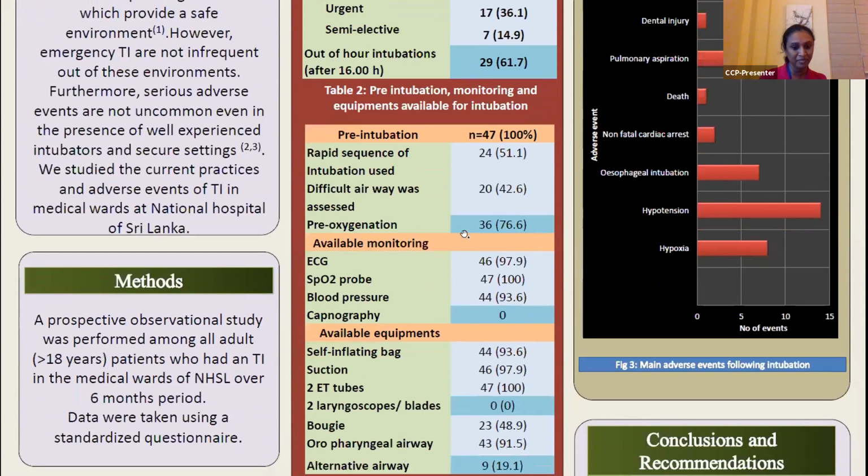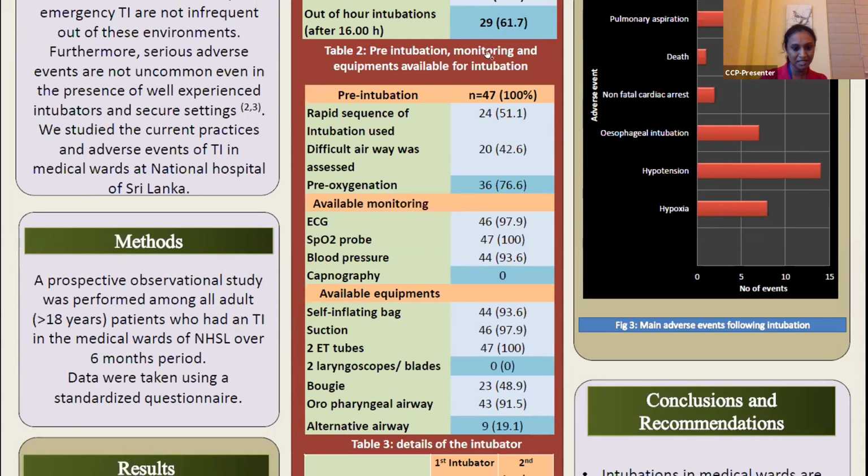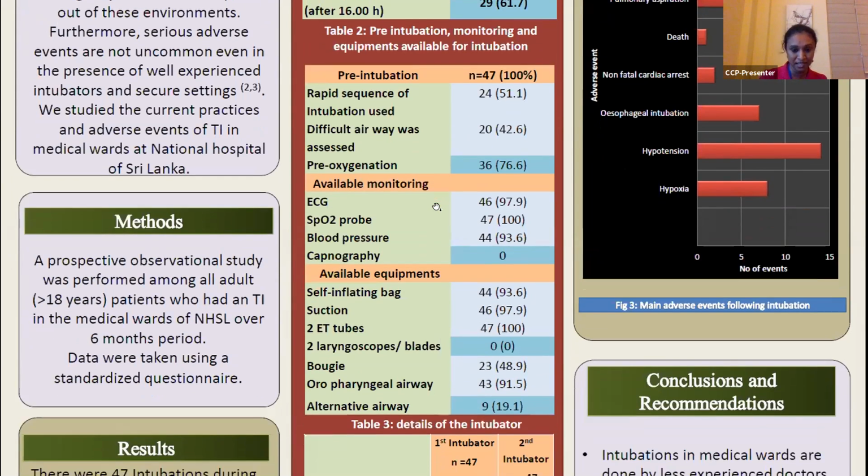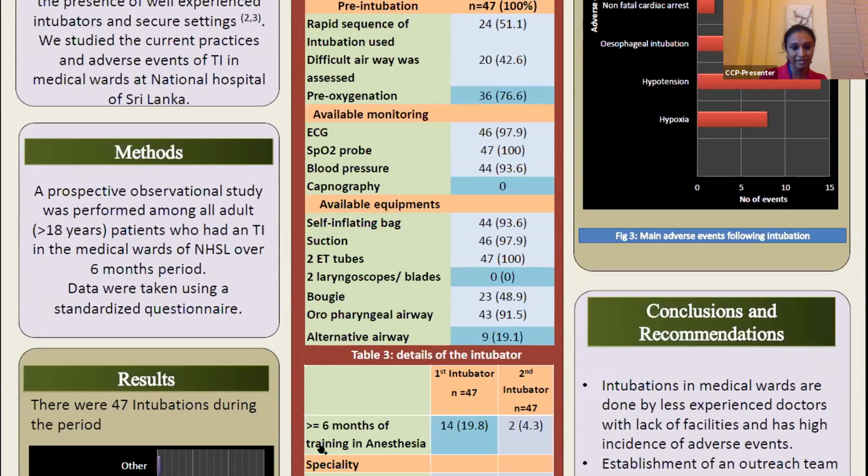Considering available monitoring, more than 90% had ECG, pulse oximetry, and blood pressure monitoring. But unfortunately, capnography was not available in any of the cases. This is essential in confirming the correct position of the ET tube in the trachea. And the Royal College of Anaesthetists NAP4 study also suggests that absence of capnography is associated with more than 70% airway mortality. Considering the available equipment, none had two laryngoscopes or blades, and an alternative airway like a laryngeal mask airway was available in only 19.1%.